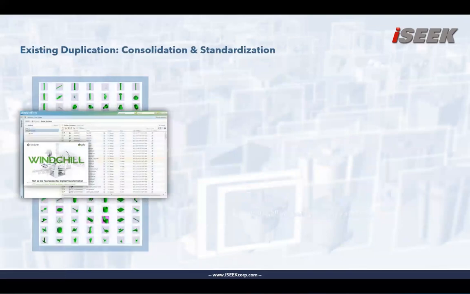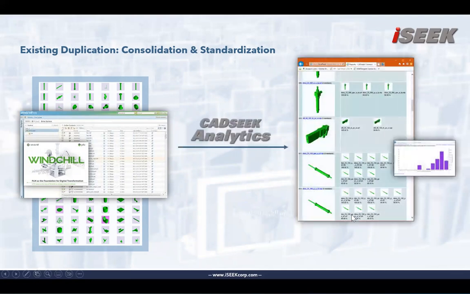PLM systems are very good at data management and data security, but they have significant limitations when it comes to data analysis, largely because the systems lack an automated or intuitive classification method. CAD Seek Analytics solves the problem by classifying models on the dimension of shape.